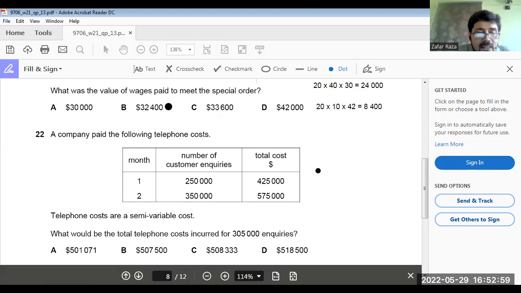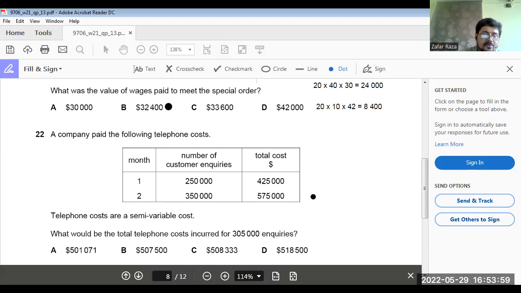A company paid the following telephone costs. Number of customer inquiries 250,000, total cost 425,000. Number of customer inquiries 350,000, total cost 575,000. Telephone costs are semi-variable costs, so we have to calculate the fixed part of the cost. How do we calculate? $575,000 minus $425,000, so the difference is $150,000, and the difference in customer inquiries is 100,000. Dividing, that makes $1.5 variable cost per call. Getting my point clear? Now $1.5 is the variable cost for each customer inquiry.